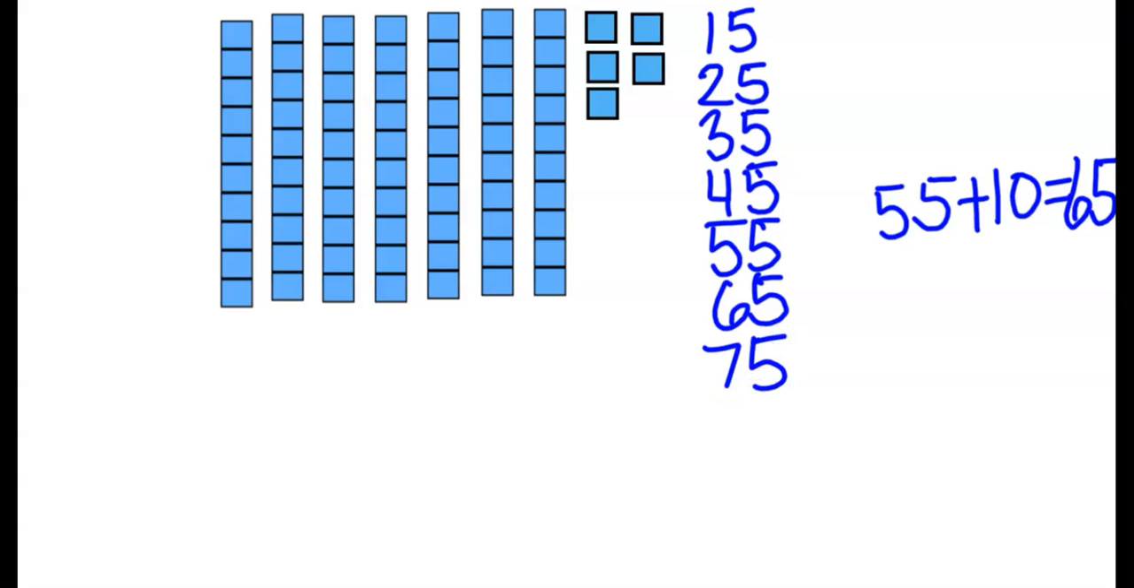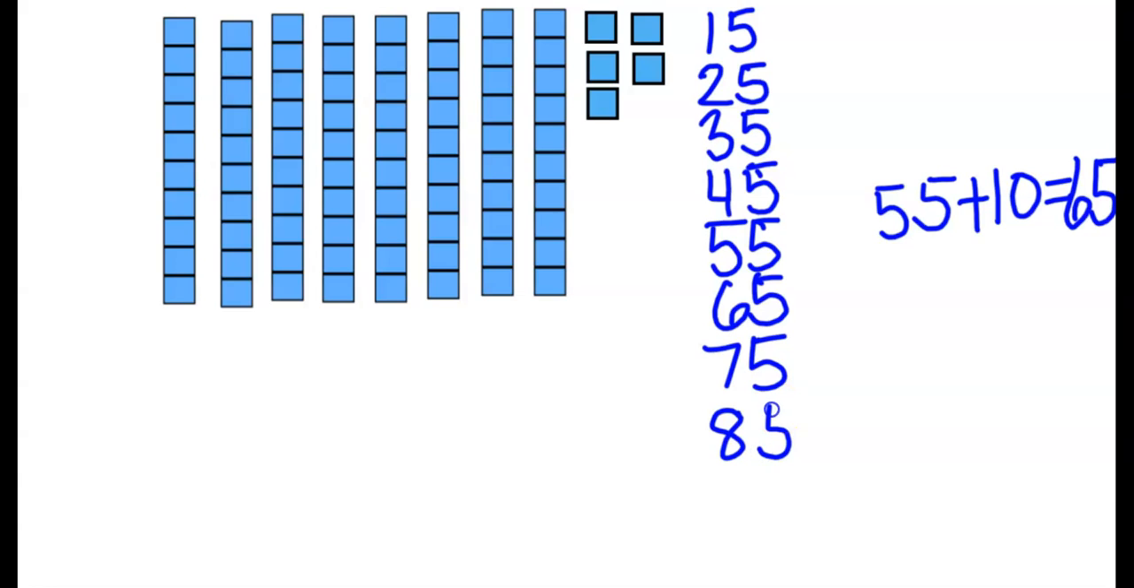So if I add another 10, how many will I have? Do you think if I keep my same pattern that I would have 85? Let's count them and prove it. 10, 20, 30, 40, 50, 60, 70, 80, and 5 more is 85.